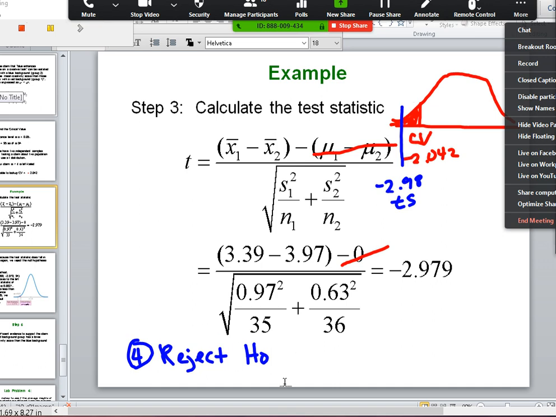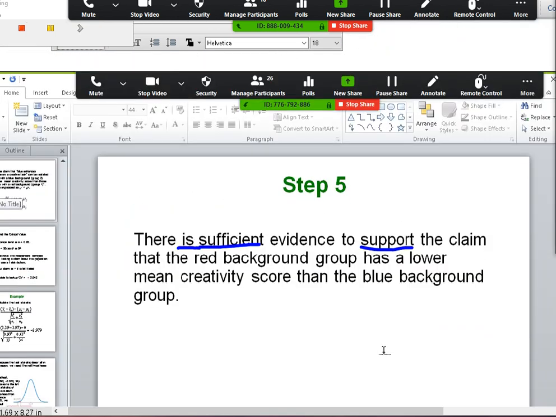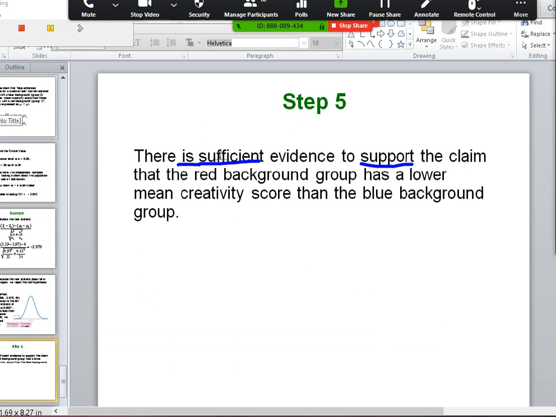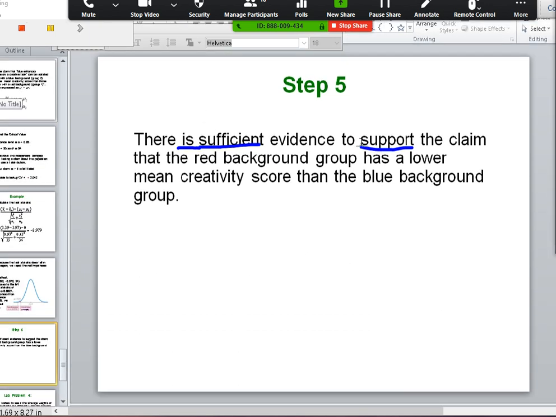So we're going to reject H naught, which means that we do have sufficient evidence. We rejected H naught, so we have enough evidence to support the claim, because remember H1 was my claim, so we're going to use the word support here. The claim that the red background group has a lower mean creativity score than the blue background group. So I'll give you guys a minute to write that down. And again, I made a mistake. This should have been an alpha level of 0.025 because I grabbed the wrong critical value. Either way, it's still going to be a reject there.